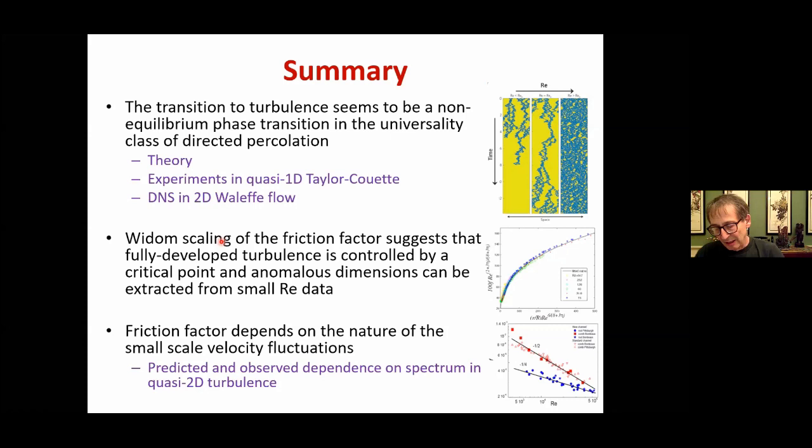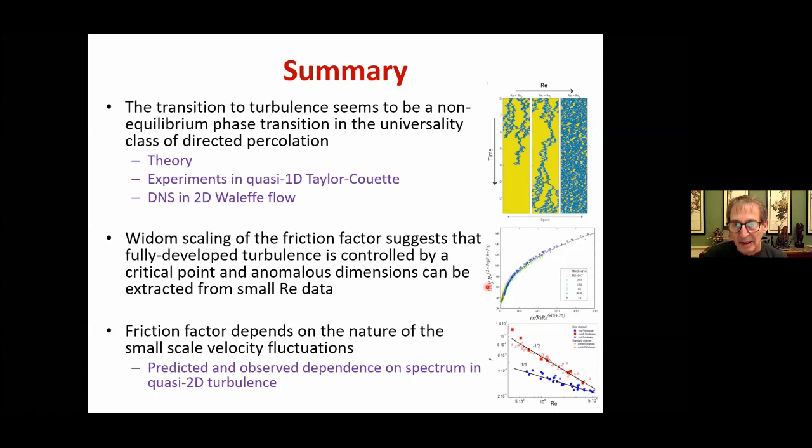thinking about this problem from a statistical mechanics point of view suggests that there should be new scaling laws, and I've shown you two of them that we came up with. One of them was the Widom scaling, and one of them was the friction factor in two dimensions. Both of these things are motivated and derived by statistical mechanics, making connections between the velocity fluctuations at small scales and the large scale dissipation.